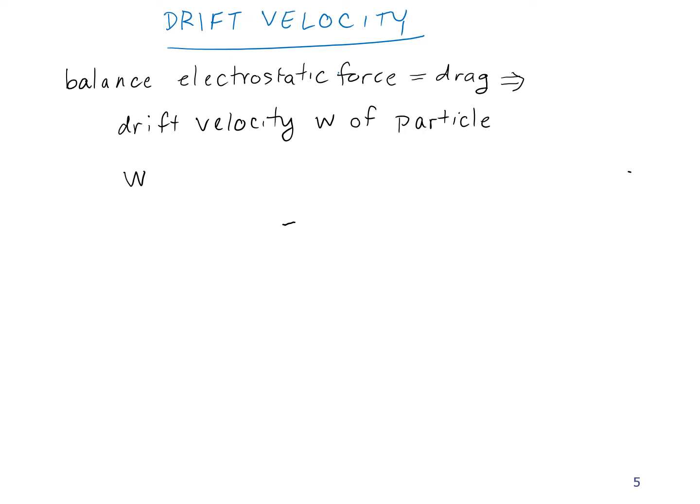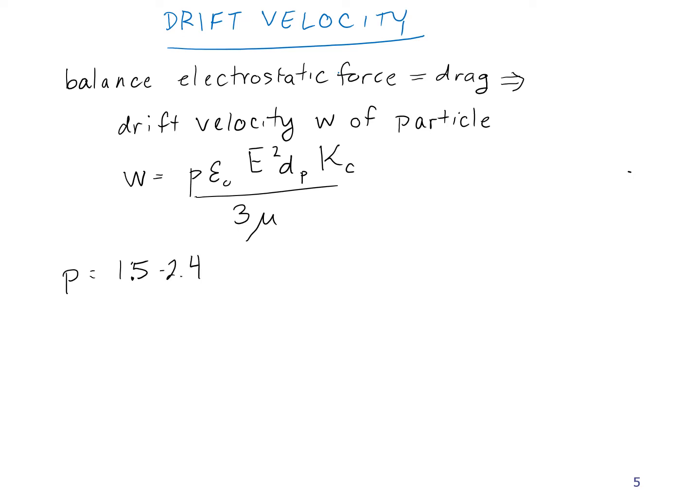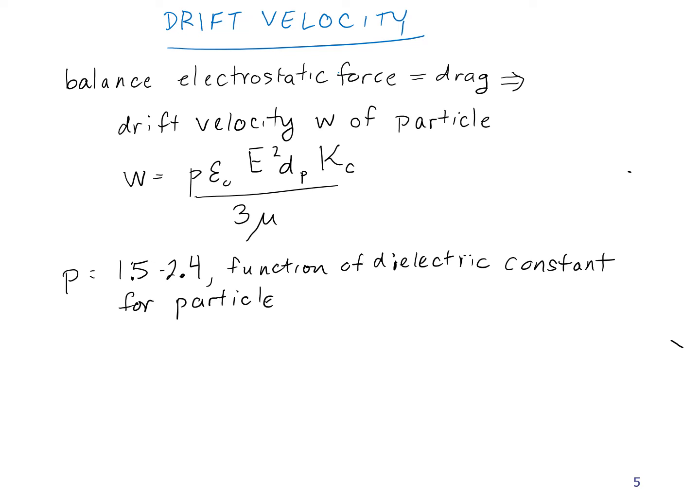And that velocity is W equals P times epsilon naught times E squared times D sub P times K sub C divided by 3 mu, where P is a constant of 1.5 to 2.4, and that is a function of the dielectric constant for the particle, and that depends on its material, what it's made of.